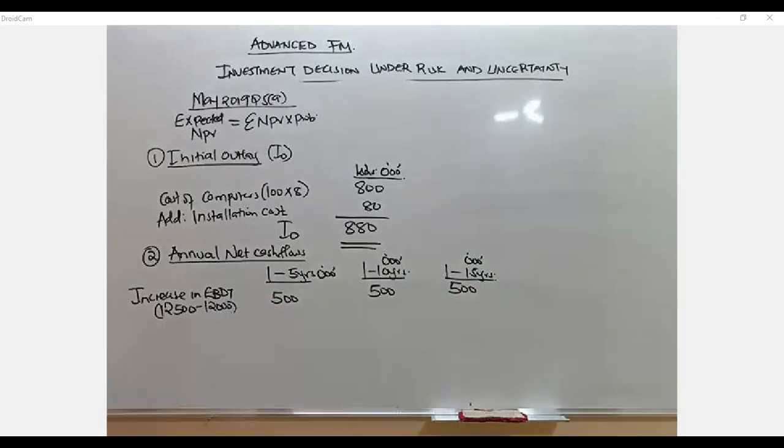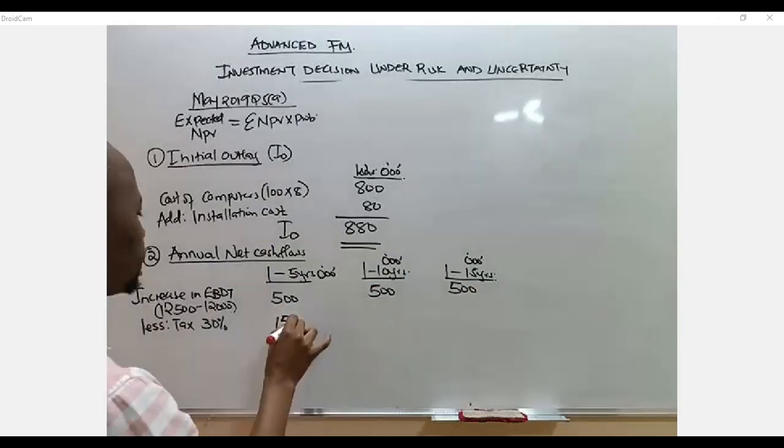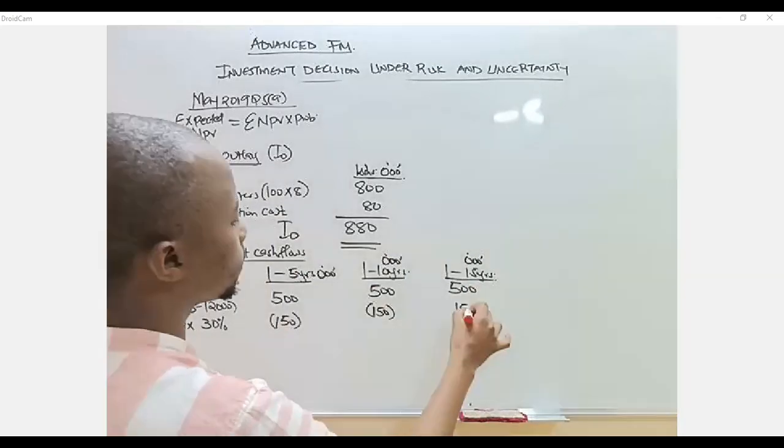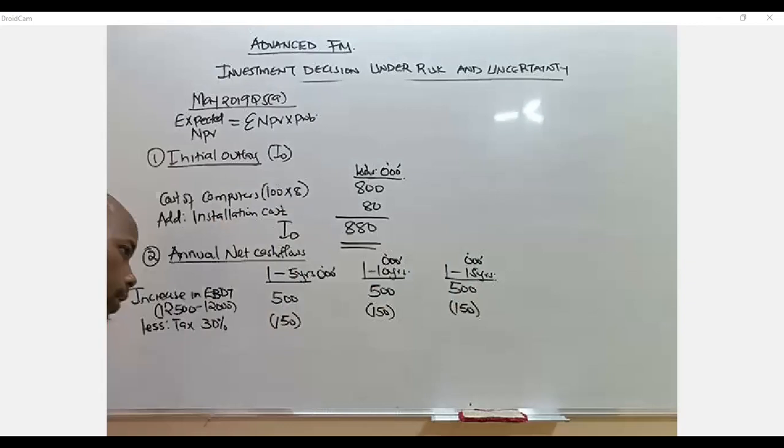Then we don't have a lot of pressure. Let us deduct our tax. We were told this company is under the 30% bracket. So our tax will be how much? It will be 150. Right.